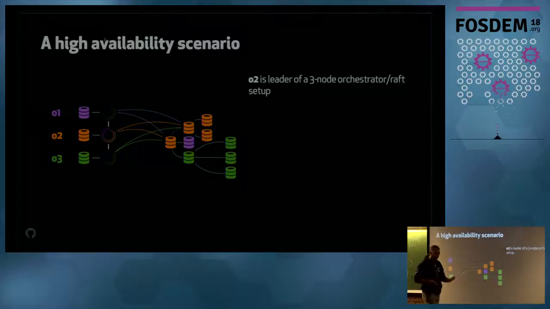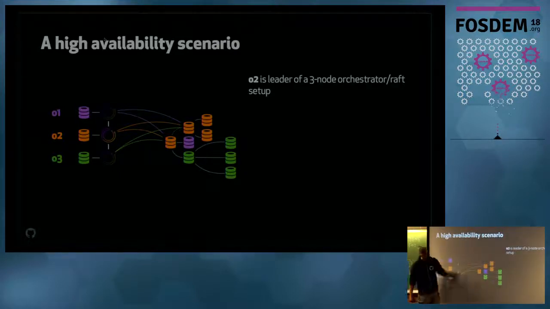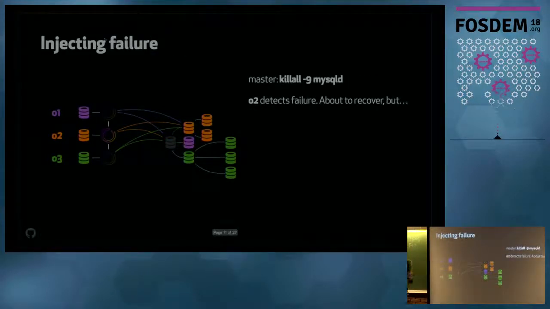I'd like to illustrate a high availability scenario. This is a real high availability scenario in testing while developing Orchestrator on Raft. We have this single replication tree with this master. We have three orchestrator nodes, O1, O2, O3, and O2 happens to be the Raft leader, because I have a cron job that periodically says, pretty please, if possible, I want the leader to be local to the masters.